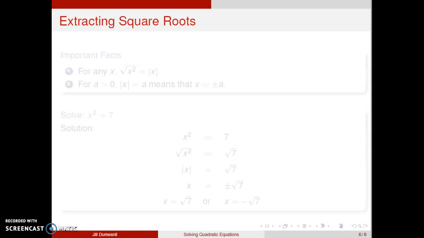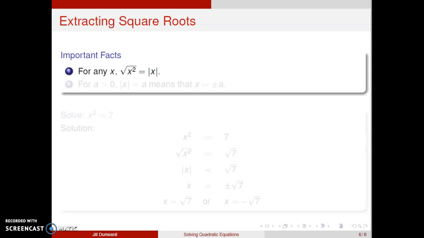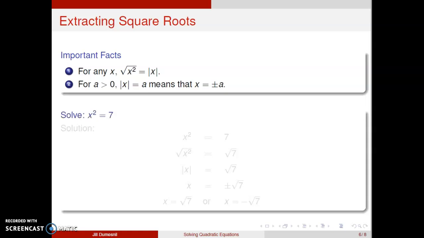Now that we've seen a preliminary example utilizing the extraction of square roots, let's summarize the details of the technique. There are 2 important facts that are used in the process. First, for any x, the square root of x squared is absolute value x. And second, for positive a, absolute value x equal a means that x equals plus or minus a. Now let's consider examples in which this technique is useful and factoring is not an obvious choice.